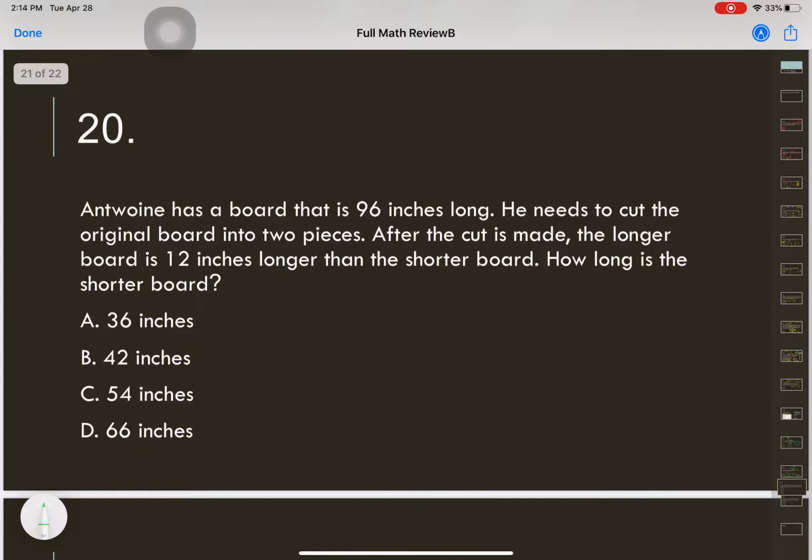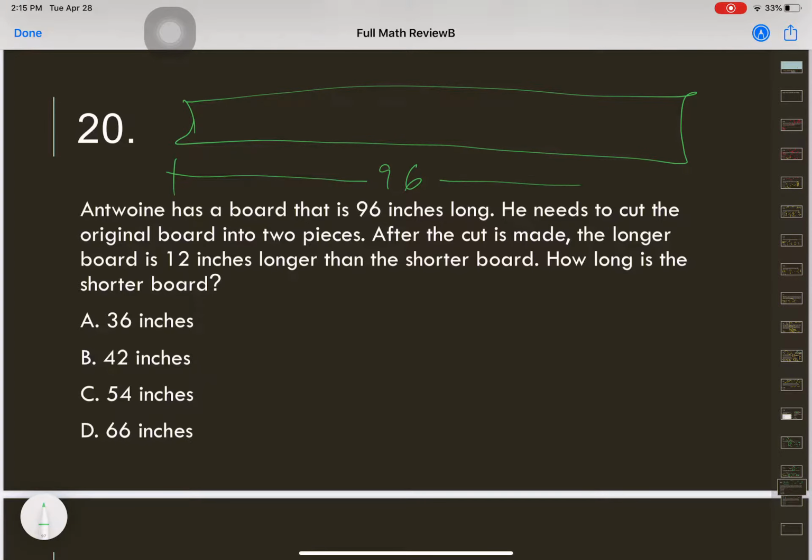And then last one. Antoine has a board that is 96 inches long. So, there's your board. It's 96. He needs to cut the original board into 2 pieces. After the cut is made, the longer board is 12 inches longer than the shorter board. How long is the shorter board? Make sure you pay attention to what they're asking. They want the length of the shorter board.